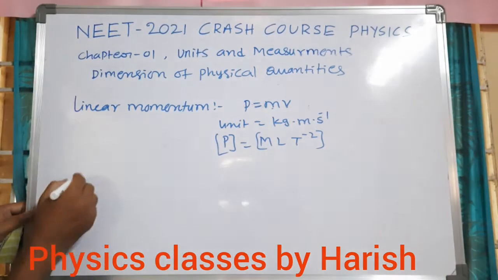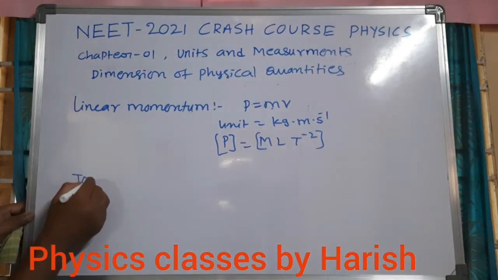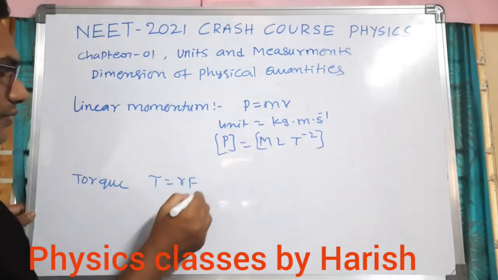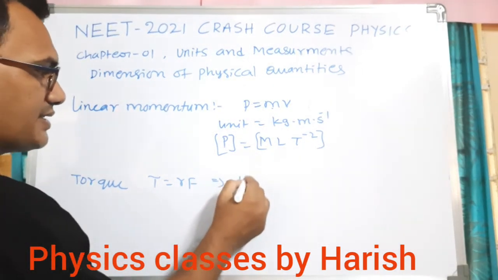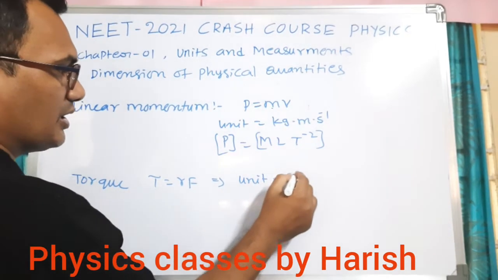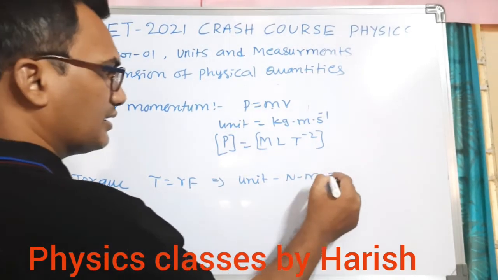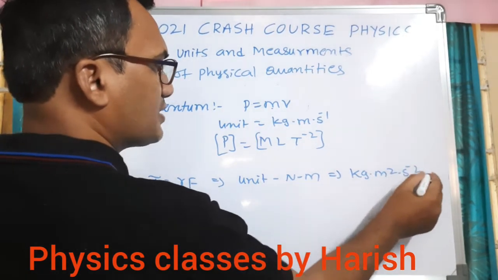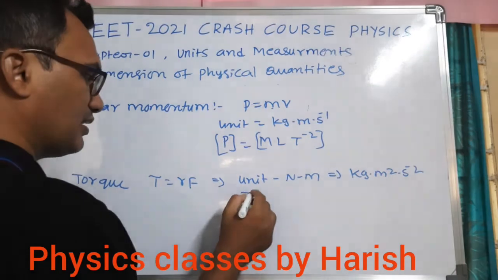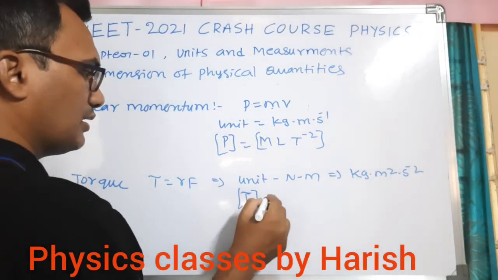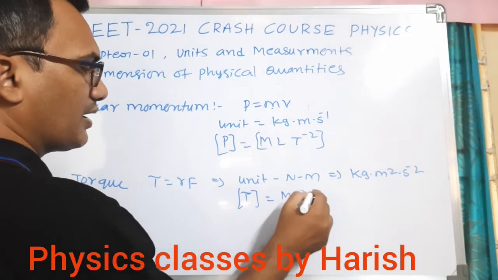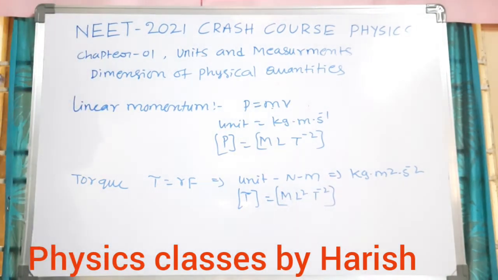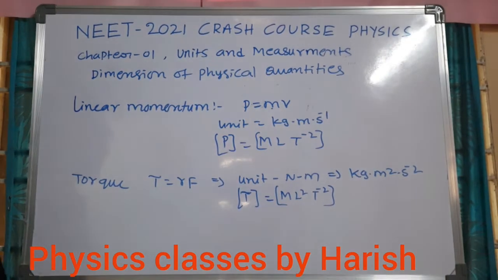Likewise, torque. Torque tau is equal to r F. Its unit is Newton meter, which we can write as kg meter square second minus 2. The dimensional formula of torque is M L square T minus 2. So this is the way we can write the dimensions of the given physical quantities.